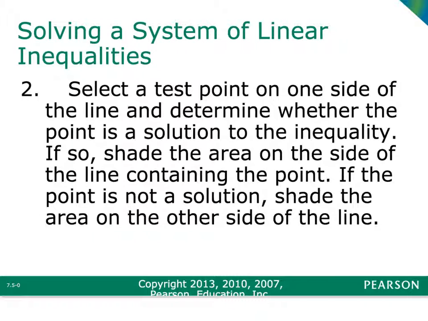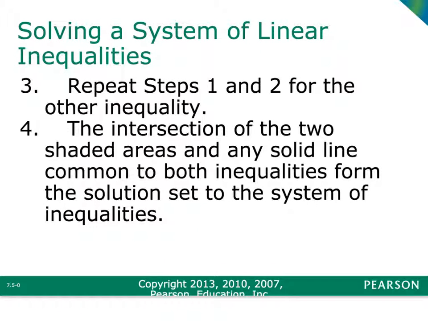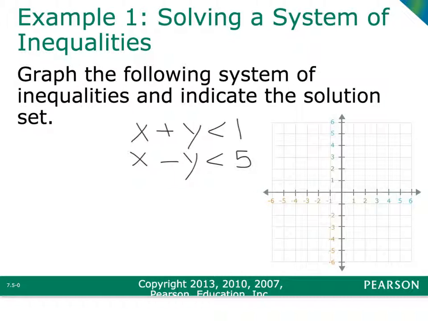Once you have the line graphed, then you'll use a test point to decide which side of the line you should shade. You'll repeat that step with the other inequality, and where the two shaded regions overlap is going to represent your solution set. So for example, if I gave you the system x plus y is less than 1 and x minus y is less than 5, and I asked you to graph those.